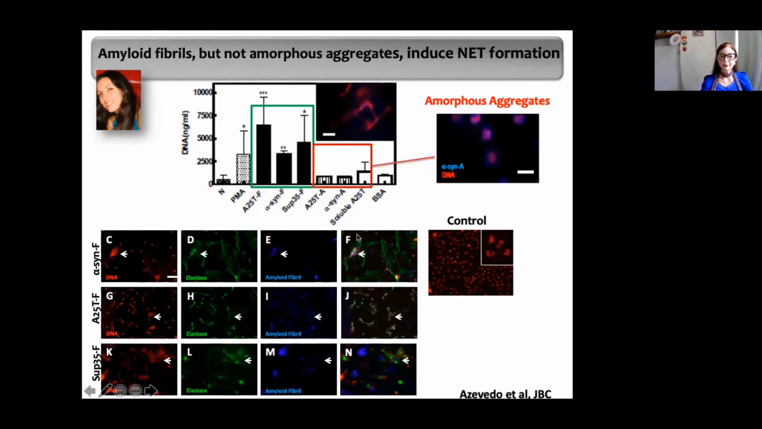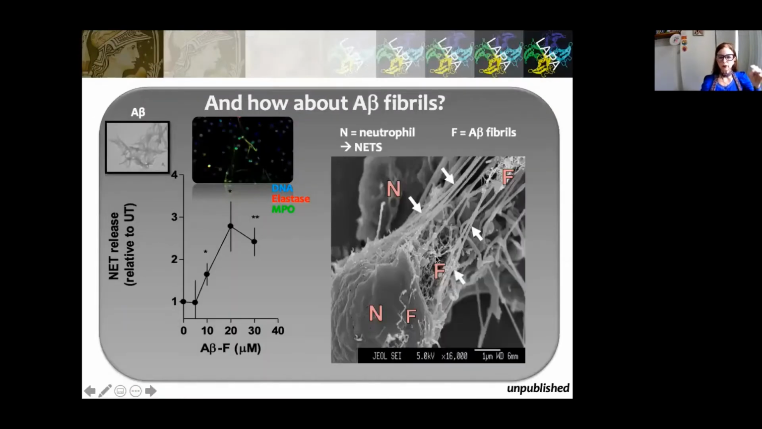And this was very specific to the fibrillar form of this protein, because when we added amorphous aggregates, we could see that the DNA is confined inside the neutrophils. This lobular shape is very typical of the neutrophil's DNA. So here, just to show you a very nice high resolution transmission electron micrograph, unpublished data from our lab. This is with Abeta fibrils. You can see here the neutrophil completely destroyed, and the cables that I just mentioned, that's the NET. And then you can find this small structure here that we think are the Abeta fibrils. So again, these fibrils composed of Abeta are also able to release NETs.